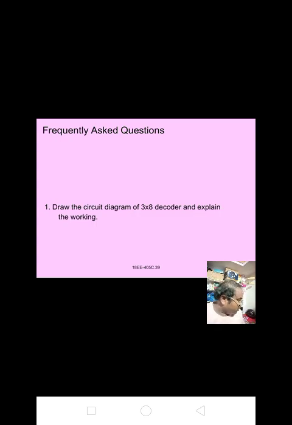Next, applications of decoders. Decoders are used in various applications, that is, arithmetic and logical operations on digital circuits, programmable logic devices, code converters, timing or signal processing circuits, and display driving circuits.